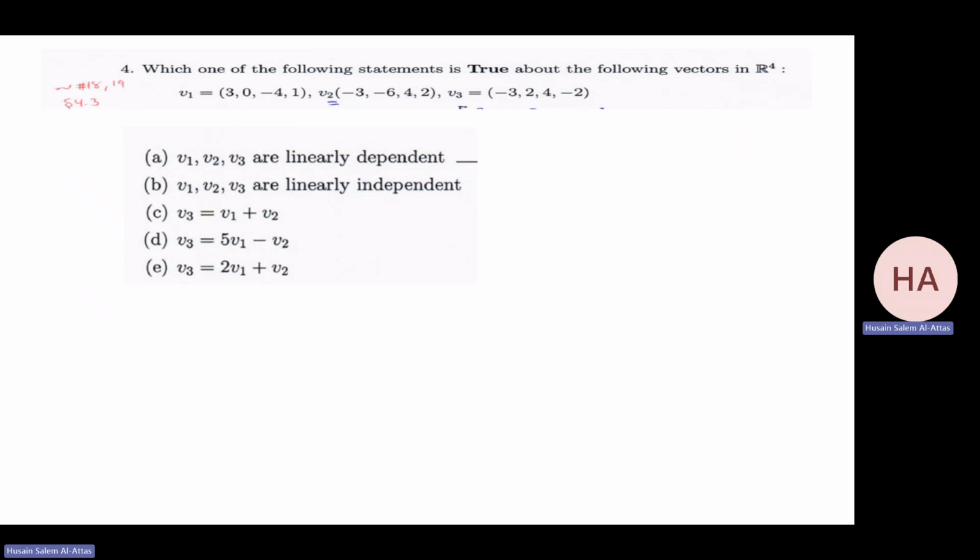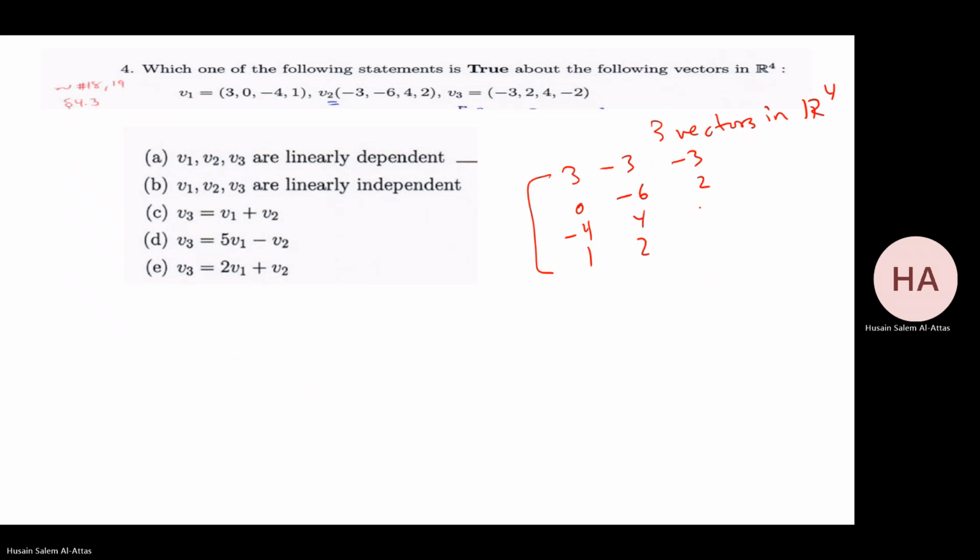What do you understand is true about the following vectors? They have how many vectors? 3 vectors in R4. Okay, so I need to check through submatrix things, see what will happen. So I take a submatrix. Let me take this submatrix. See what will happen.